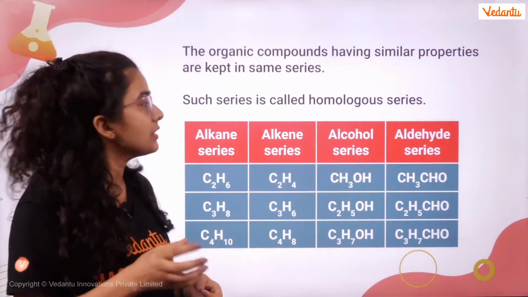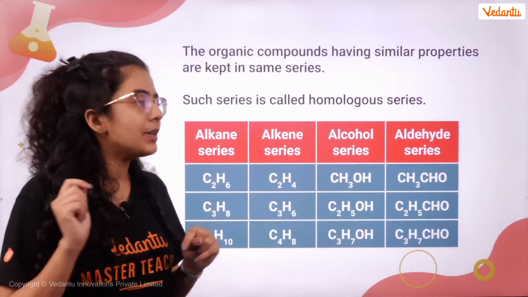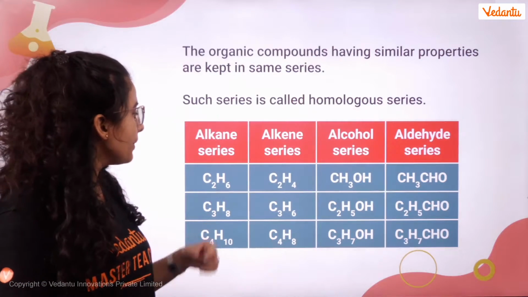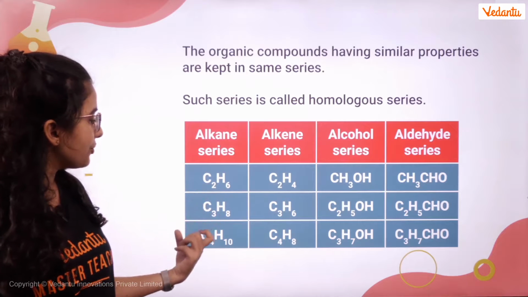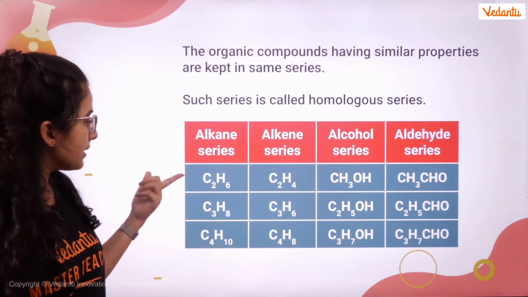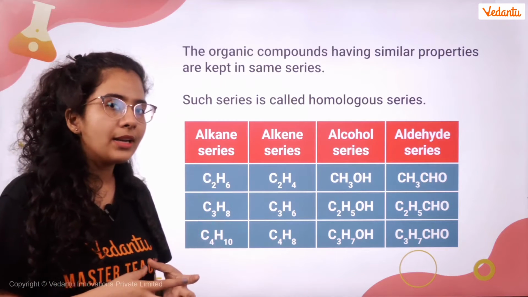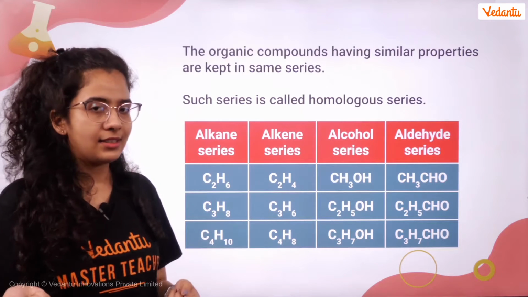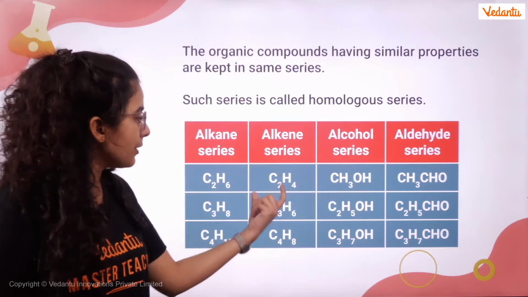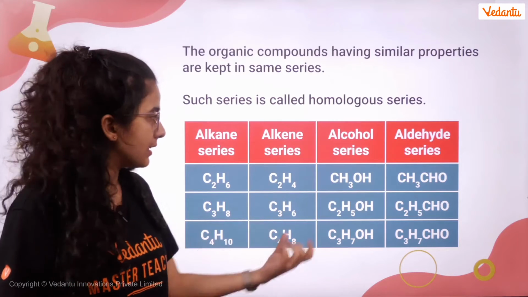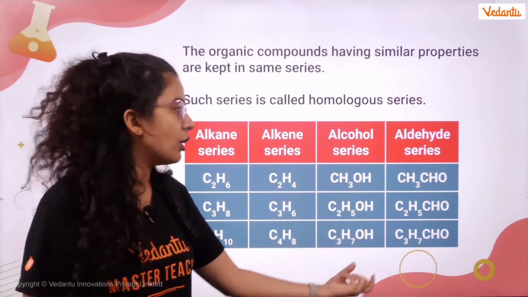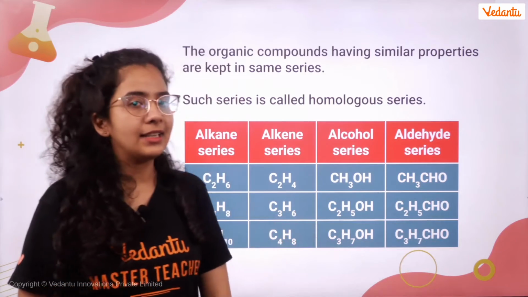Organic compounds which have similar properties are kept in the same series. For example, here you see C2H6, C3H8, C4H10. This is ethane, propane, butane, right? So they have similar properties, so we call them the alkane series. These have similar properties, so we call them the alkene series. Similar properties, alcohol series. Similar properties, aldehyde series.